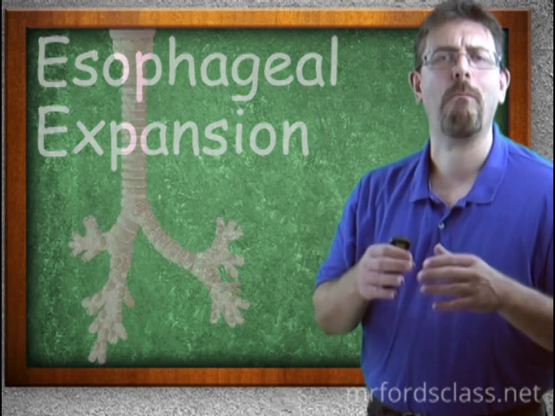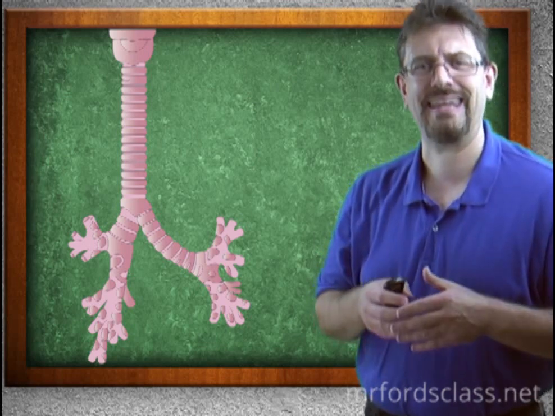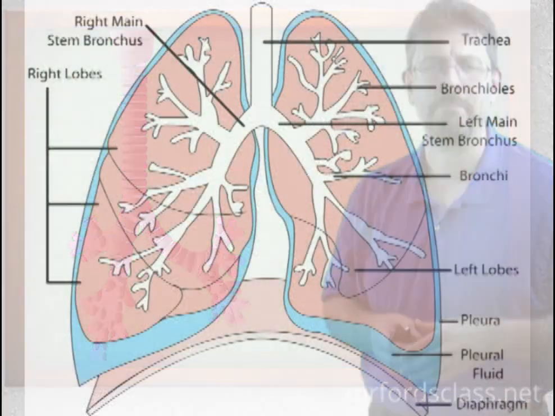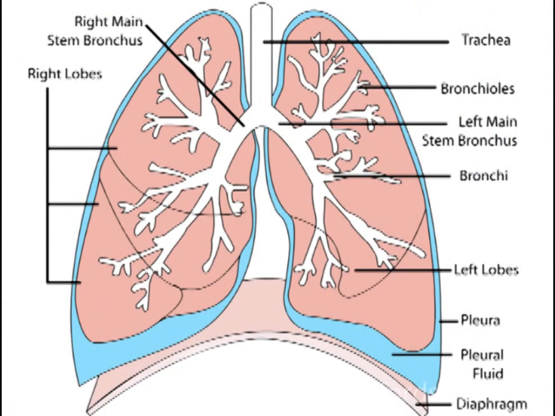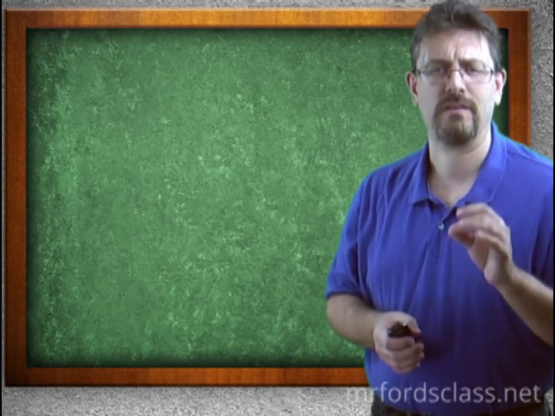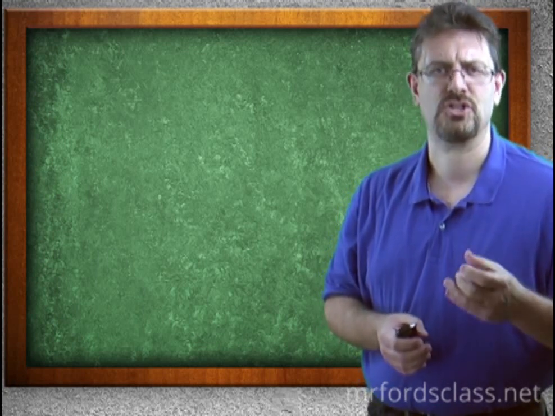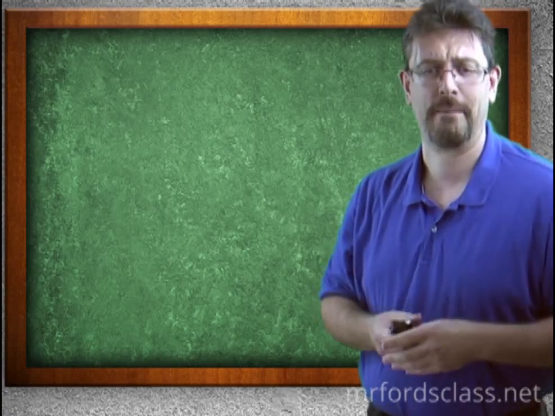The trachea will bifurcate, fancy word for split, into a right and a left main bronchi around the area of your sternal angle. So your sternum, right around your sternal angle, you're going to have the bifurcation. It's going to split left and right. At the bifurcation is something called the carina. This is a very sensitive spot, by the way. If something gets down there that shouldn't get down there, you will cough very violently. It's kind of a last-ditch effort to get something out where it shouldn't be.